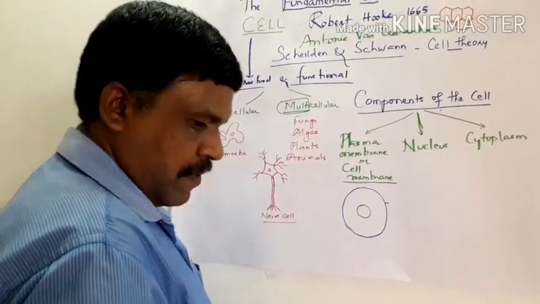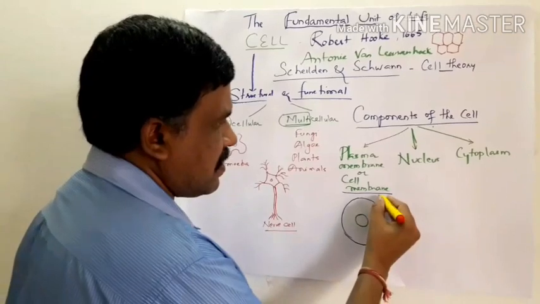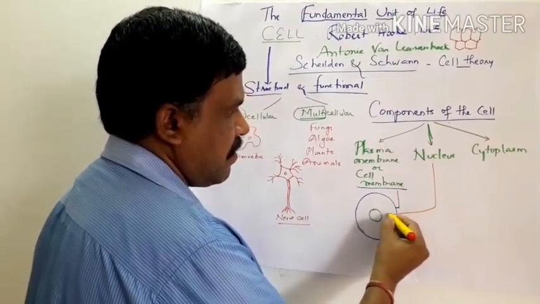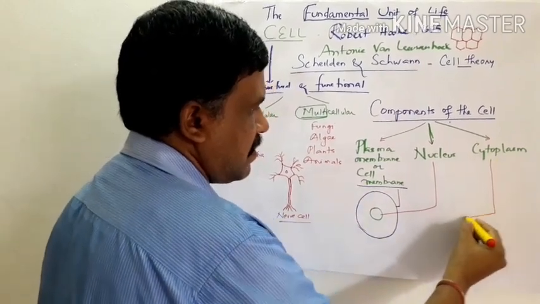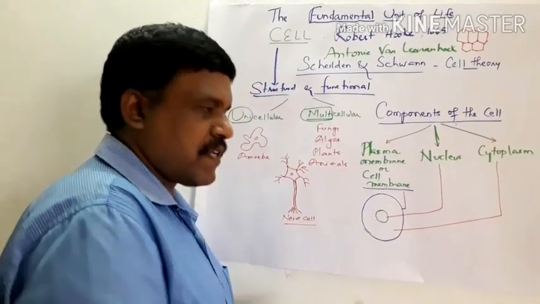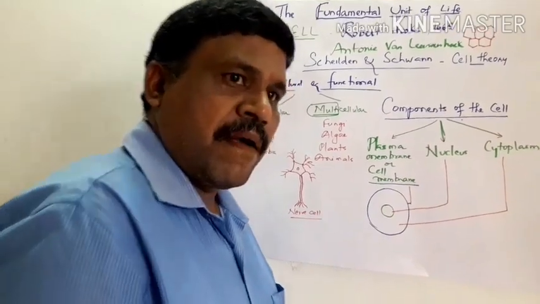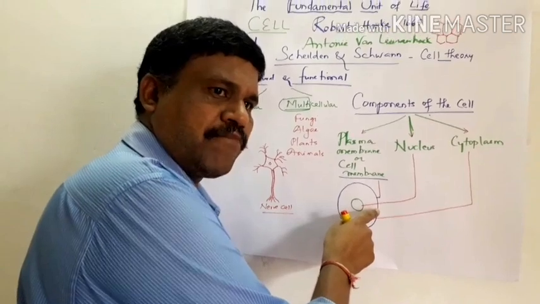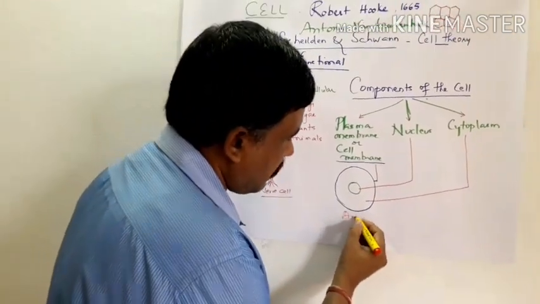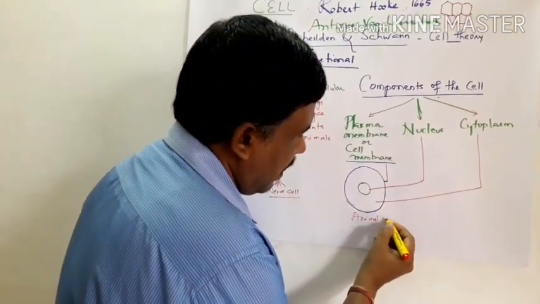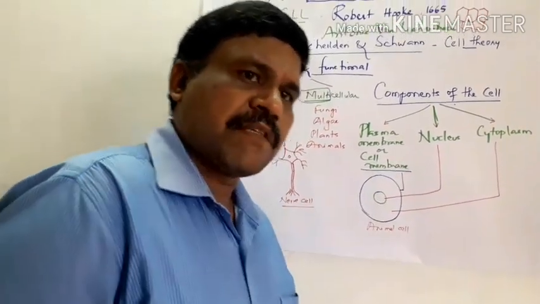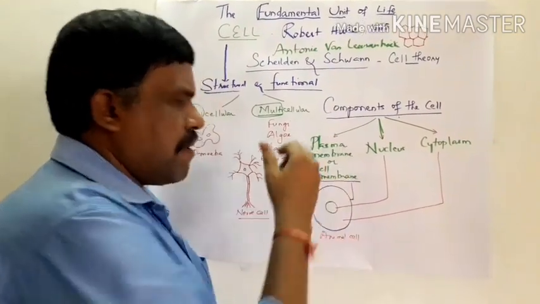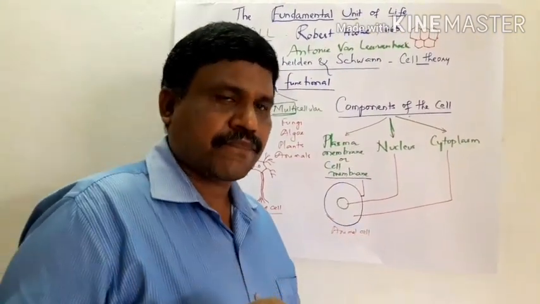Let me just mark it here. This is your plasma membrane, this is your nucleus, and this is your cytoplasm. The cytoplasm is a fluid substance that is present between the nucleus and the plasma membrane. This is the case of an animal cell. We have just taken an example of an animal cell. The outermost layer is a plasma membrane. Is it clear? This plasma membrane, as you know, is a living layer.